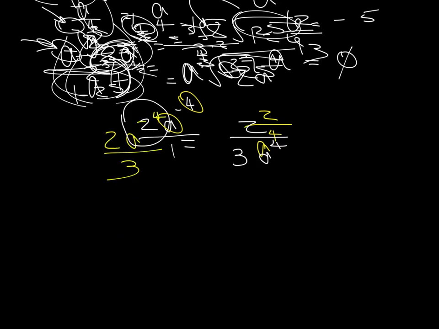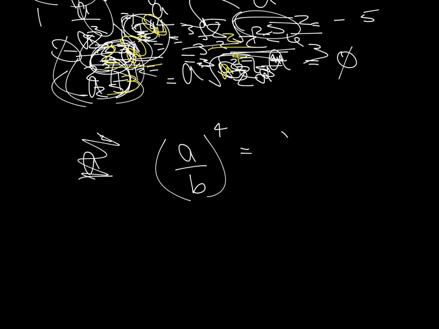Alright, continuing on with these properties. If I have a over b to the 4th power, that equals a to the 4th over b to the 4th. This 4 goes on each one of these individually. Okay, so that's it for those 6 properties. And we're going to start with example number 15.